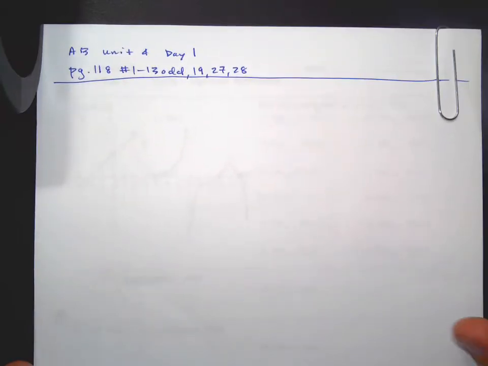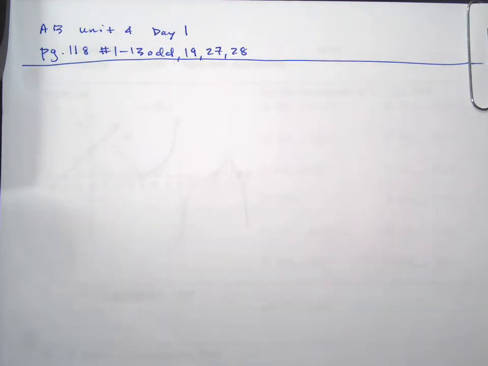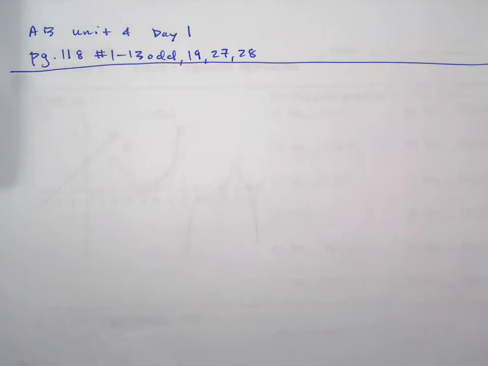All right, Calc AB, Unit 4, Day 1, assignment, office hours. If you didn't catch it, I changed the assignment a bit, cut out about half the problems. You should have checked your odds in the back of your book, which almost all these were, except for 28. And I'm going to go ahead and go over these problems now.